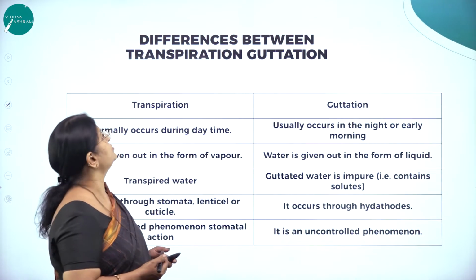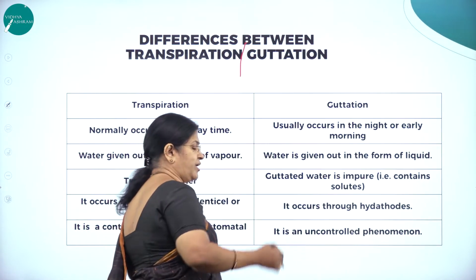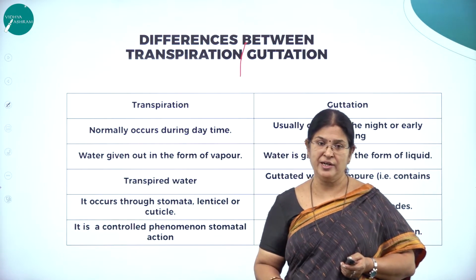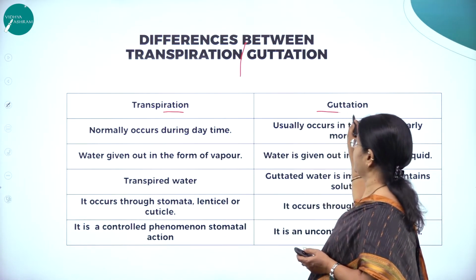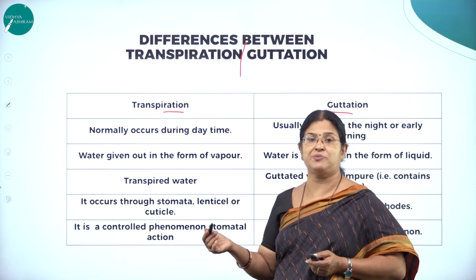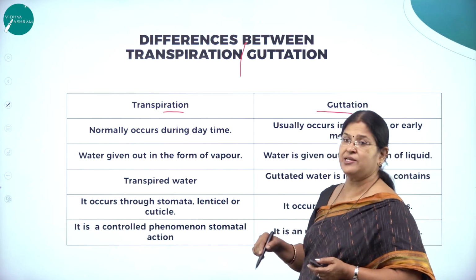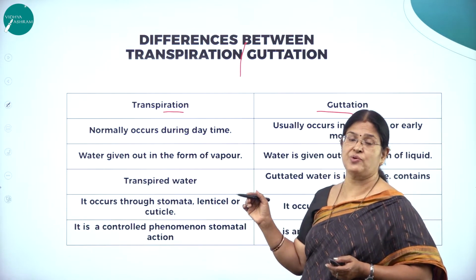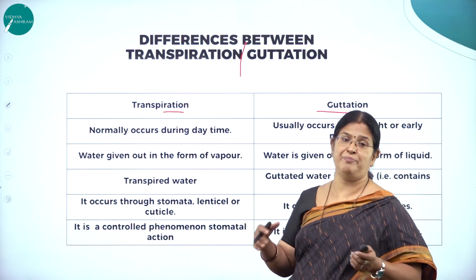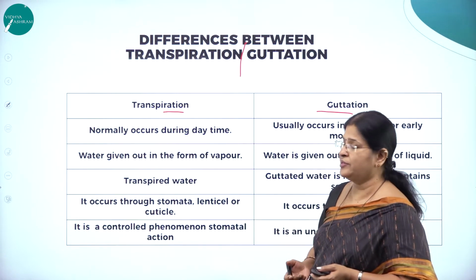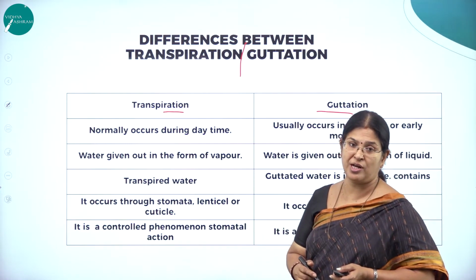Now moving on to the differences between transpiration and guttation. So already we have studied transpiration and guttation. What is transpiration? How do you differentiate transpiration from guttation? Let us see one by one. Already I have explained what is transpiration and what is guttation in detail. Now let us summarize the differences because this is one such question which is commonly asked in the examination. This is a very repeated question which commonly appears from this particular chapter called Transport in Plants.